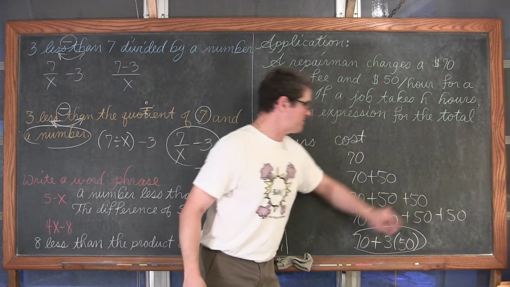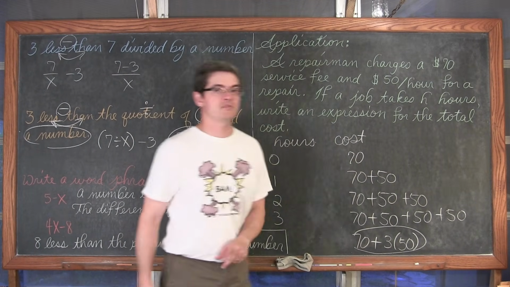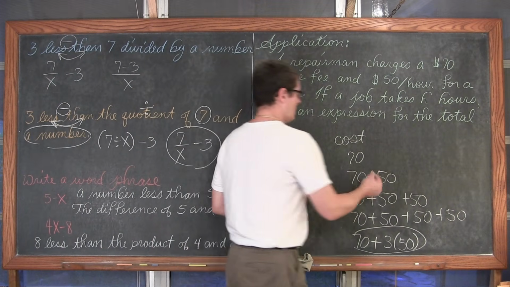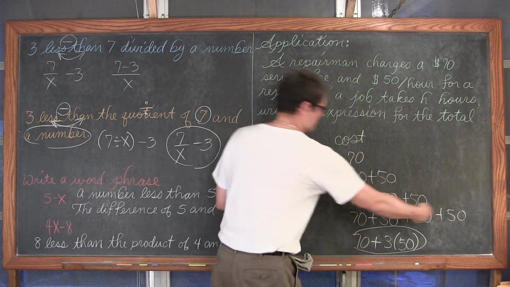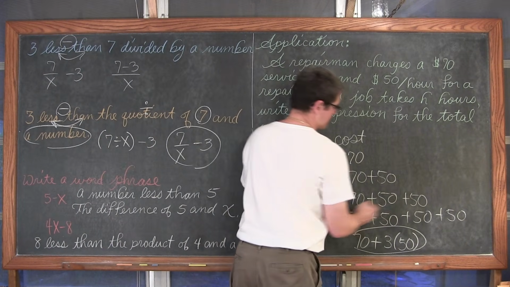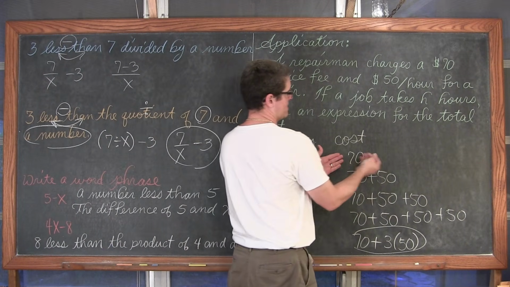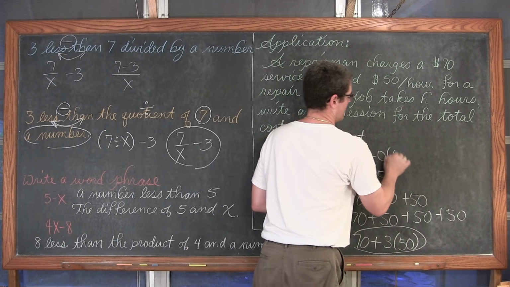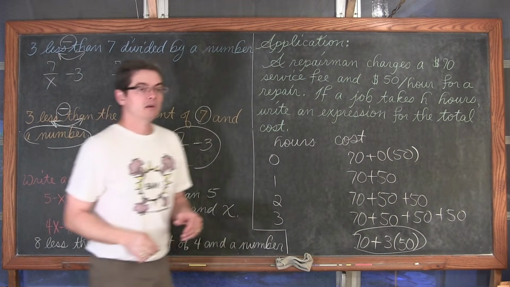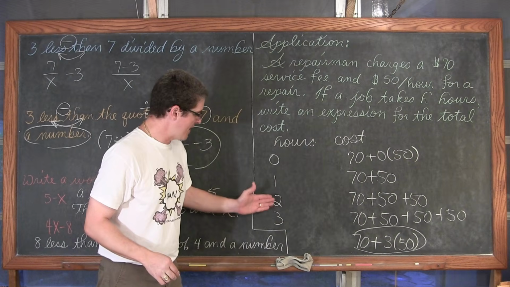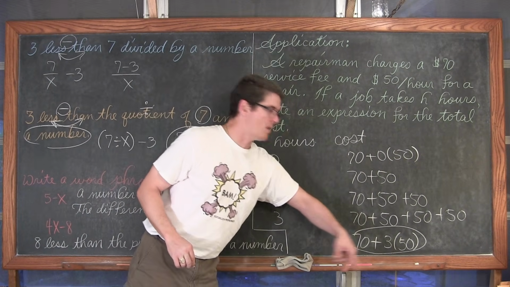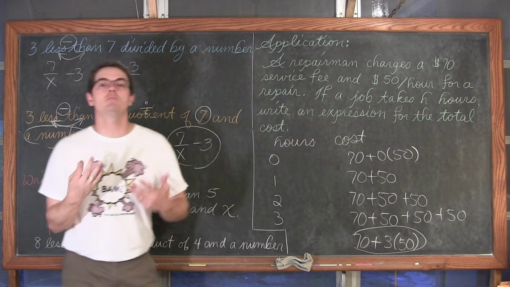Or you did 70 plus 2 times 50, or 70 plus 1 times 50, or 70 plus 0 times 50. The pattern is this: the number of hours is how many times we write that addition of 50, or how many times we multiply by 50.